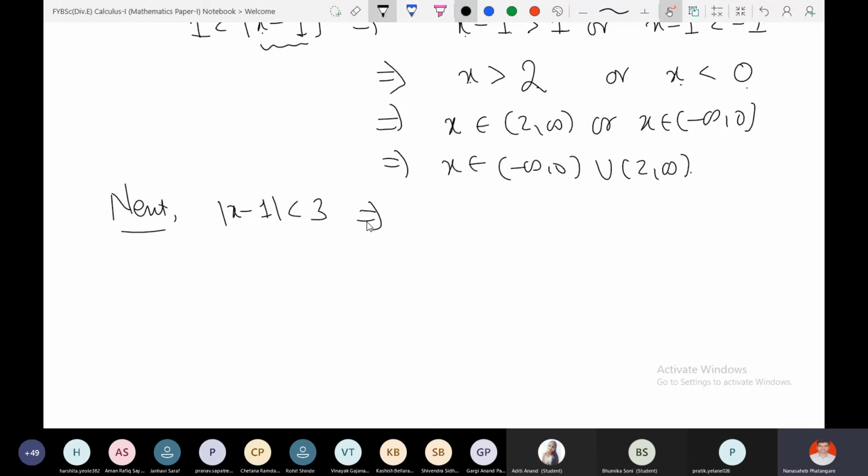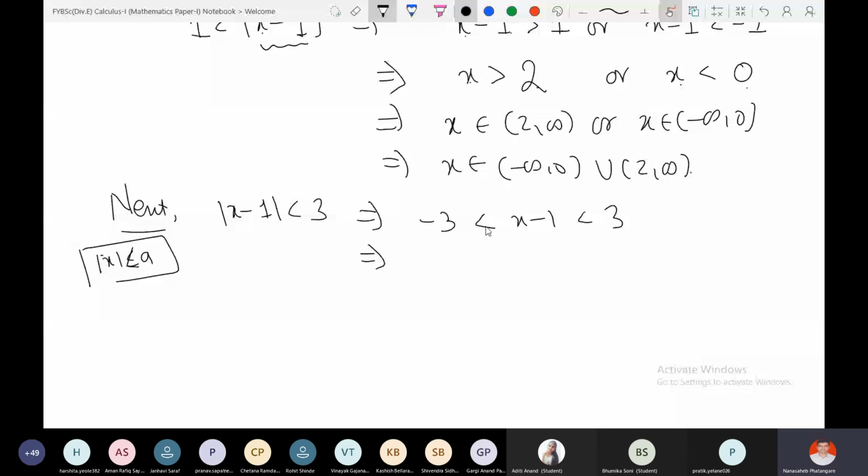Right? So from this, now use previous knowledge. What is the situation here? Absolute value of x less than or equal to a, or less than, whatever. This is a situation, right? This is equivalent to saying that x minus 1 lies between minus 3 and plus 3. Minus 3 less than x minus 1 is less than 3.